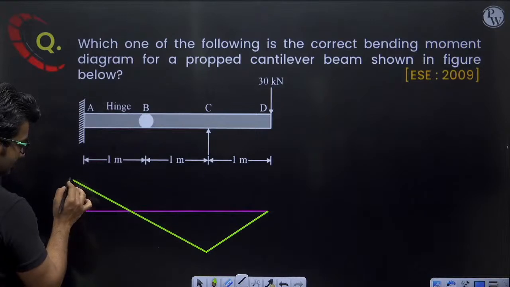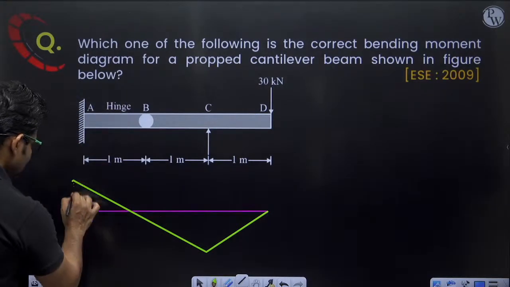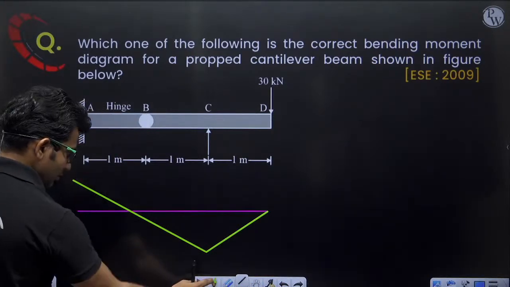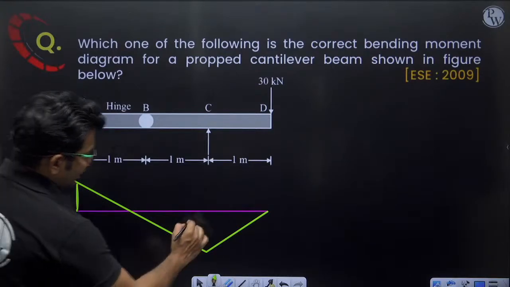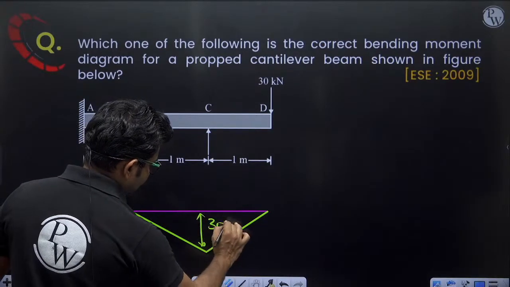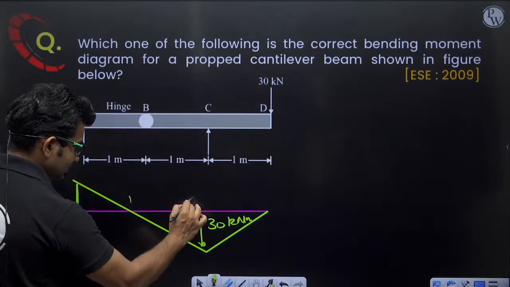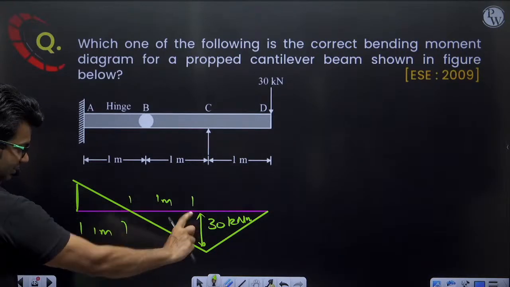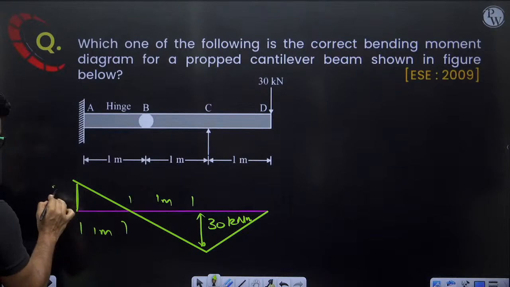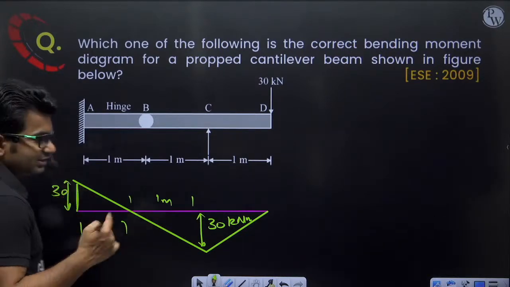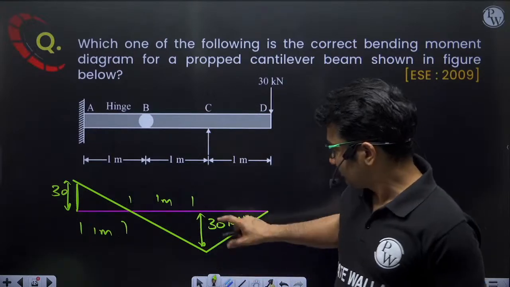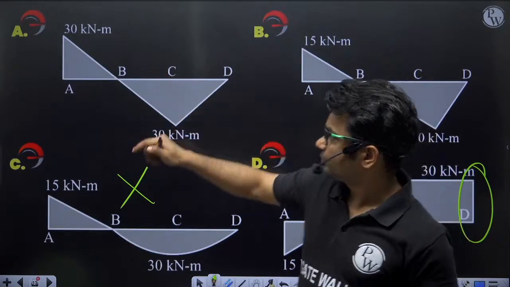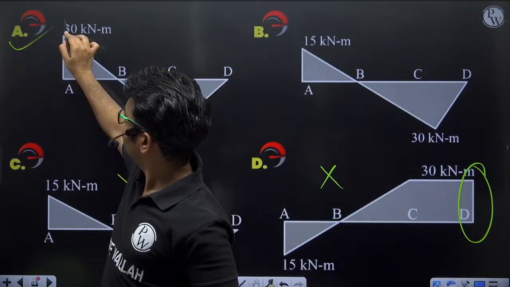So if I solve by similar triangles, what will I be getting? Here the value is 30 kilonewton meter. This distance is 1 meter, this distance is 1 meter. So if this distance is 1 meter and this value is 30, then by similar triangles, if this is 30, this will also be 30. So the correct answer will be option A. Option A will be the correct answer.